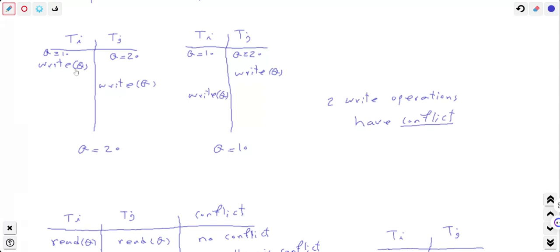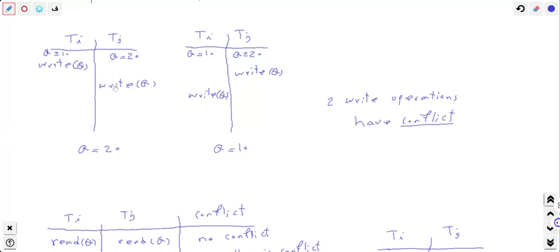Here, these two operations have conflict, so we cannot change the order of their execution. If we change the order of their execution, the final results will be different. So we are not permitted. We do not have permission of changing the order of execution of operations that have conflict.